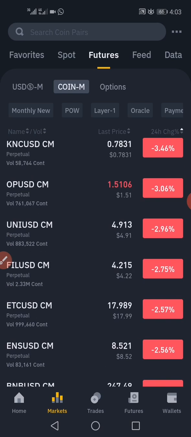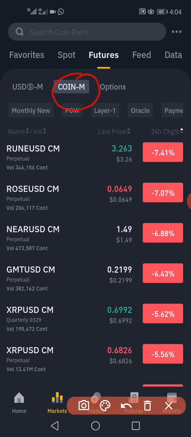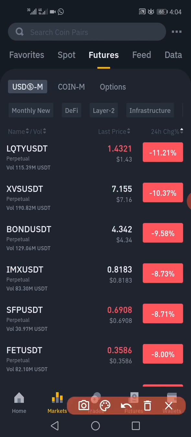But what is happening here is that you have coins that are paired on their own, not with dollars. So if I trade COIN-M futures, I'm using the coin to trade to grow the coin, either when the price of the coin goes up, or when the price of the coin goes down. But we are not interested in this at all. We are interested in this one here, USDT-M futures. So that's it, we have talked about markets.